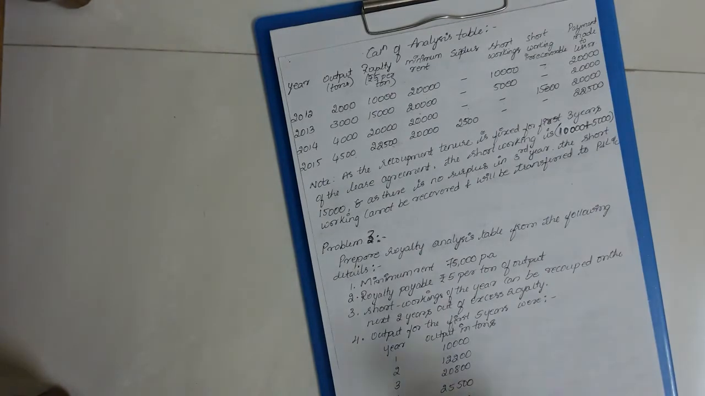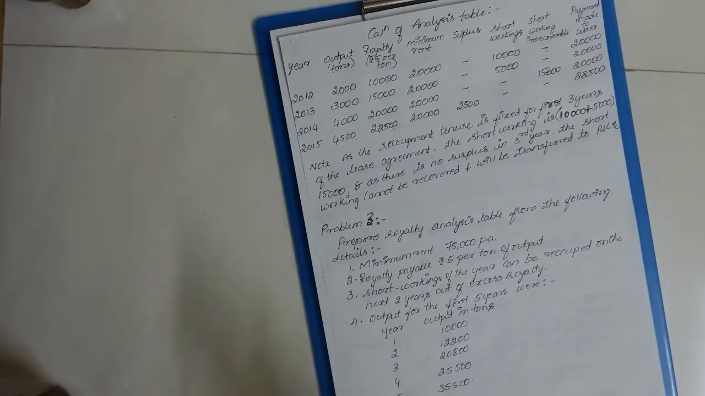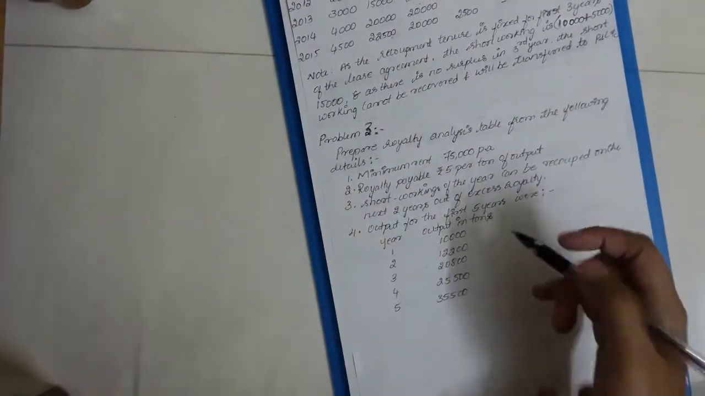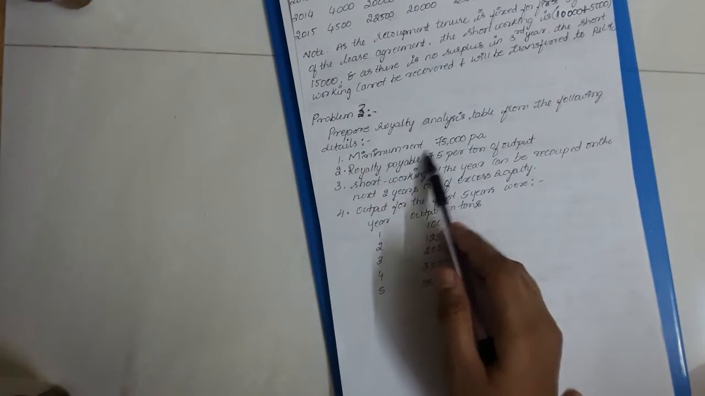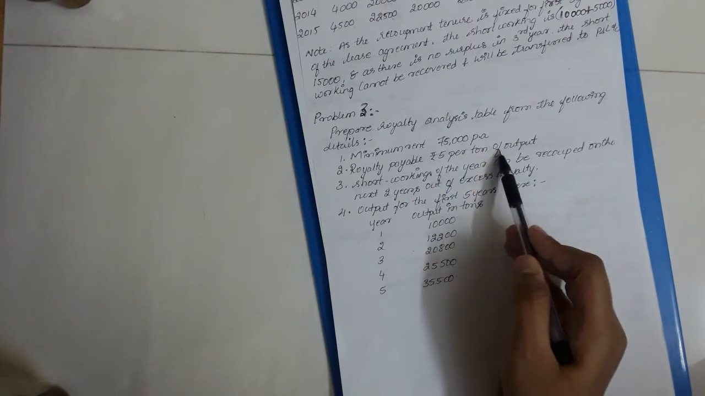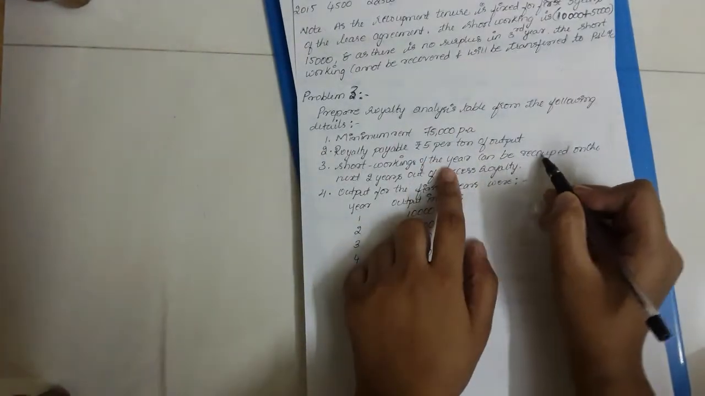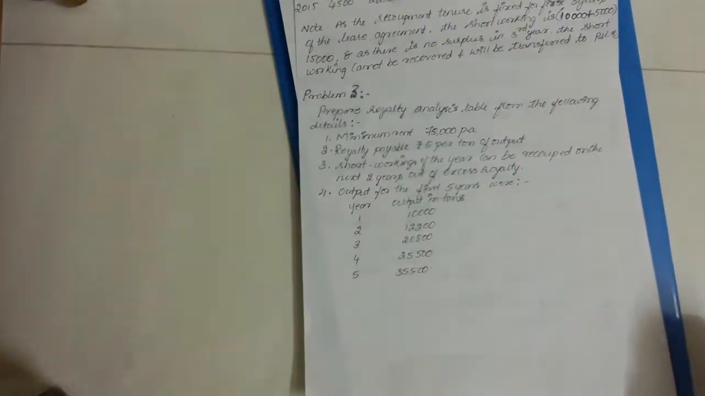Likewise I will be starting with the third problem, that is the floating recoupment method. Now you understood the fixed recoupment method. Let's see how to do it with the floating recoupment method. How to analyze it as fixed or floating, you will get in the problem. Prepare a royalty analysis table from the following details. Minimum rent is 75,000 payable. Royalty payable is 5 per ton of the output. Short workings of the year can be recouped in the next 2 years out of excess royalty.